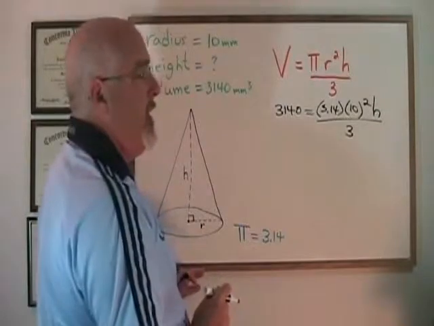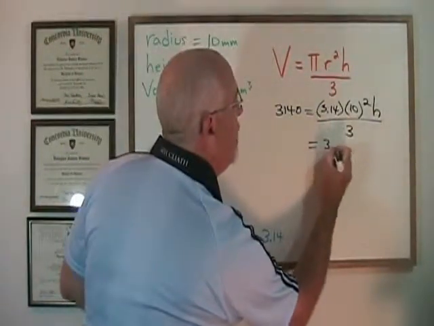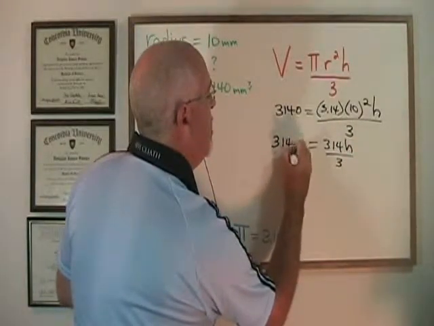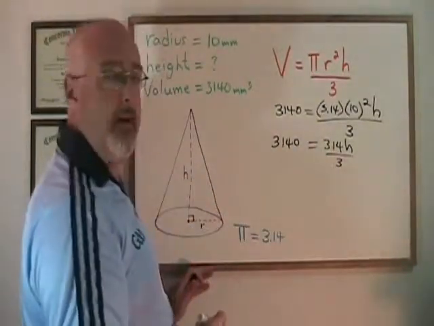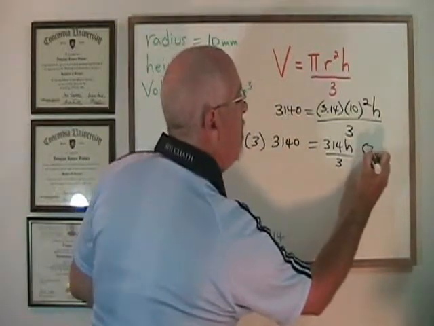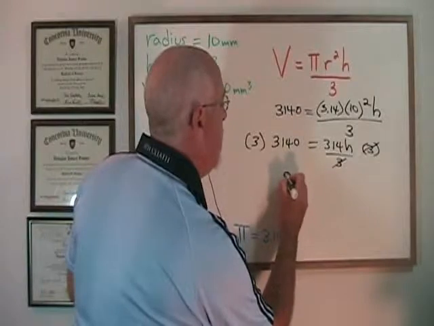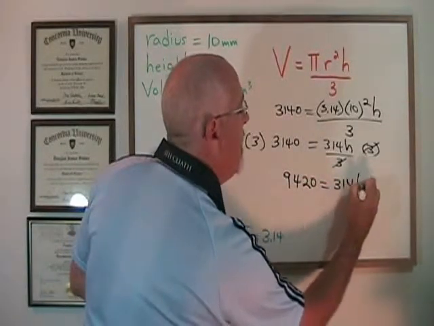10 squared is 100, and 3.14 times 100 is going to be 314. In order to avoid doing this division, which would give me a long decimal, I'm going to multiply both sides by 3, so that these 3's cancel. We end up with 9420 equals 314h.